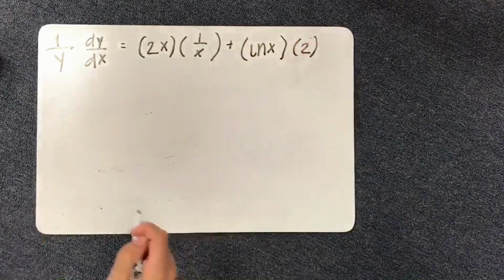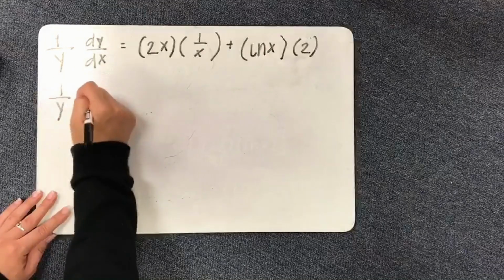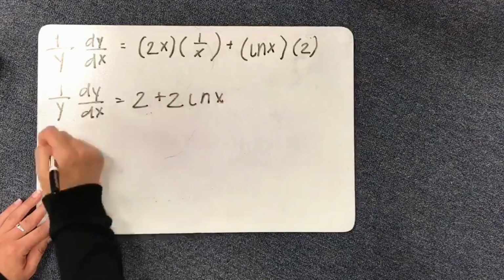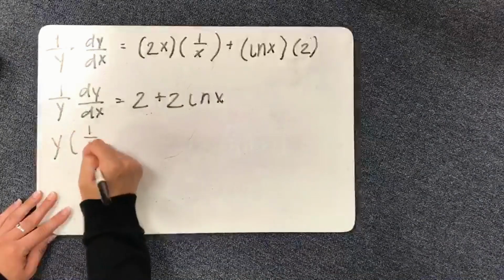Now we need to simplify the function. When you multiply 2x by 1 over x, the x's cancel out, leaving you with 2. Multiplying the natural log of x by 2 gives you 2 times the natural log of x.